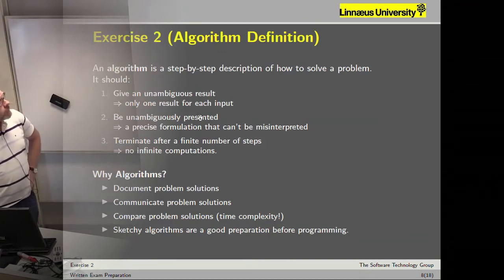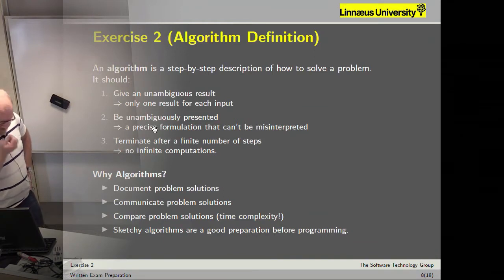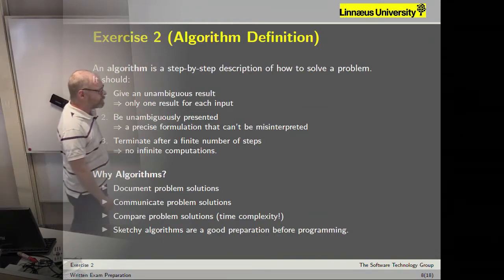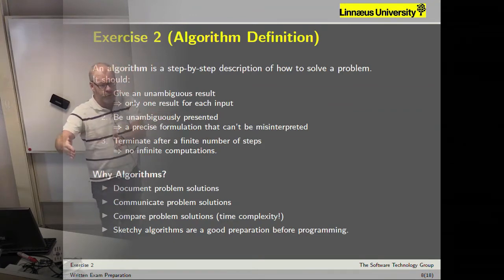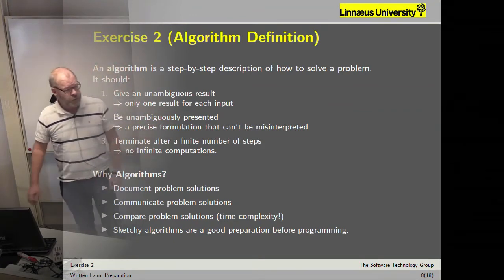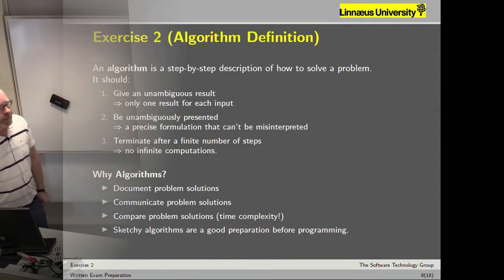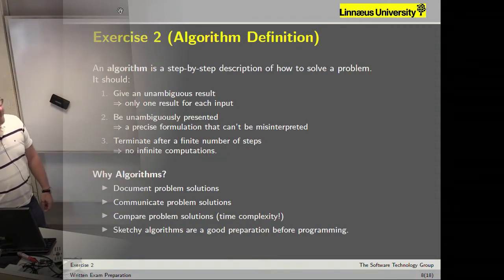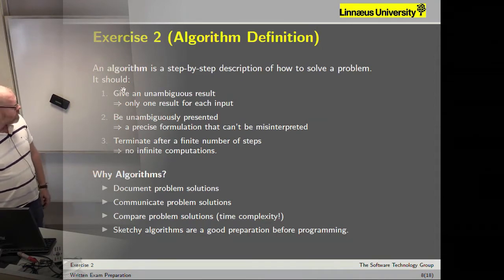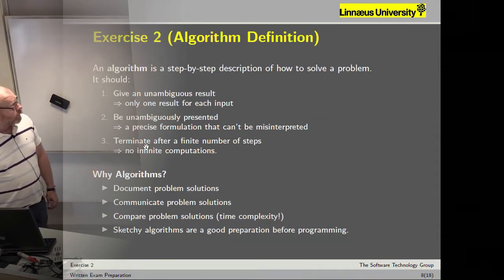Be unambiguously presented. That means the algorithm description shouldn't be vague. Basically, it should be possible to take the description and transform it into an implementation. It shouldn't contain any vague statements like, and then we pick a suitable number, or something like this. And that's the third one. As you mentioned, it should terminate after a finite number of steps.